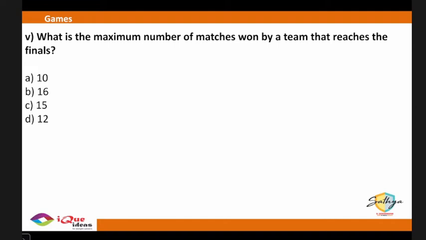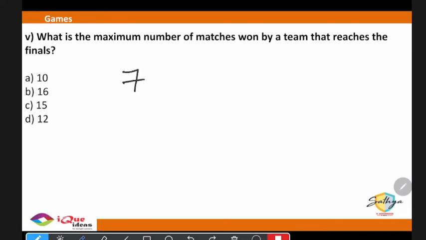That's easy. So to maximize, you have to win every single match. So 7 in round 1 plus 4 in round 2 plus you won your semi-final. That's it. So by the time you reach the final, you would have won a total of 12 matches. The 13th match would be your final.